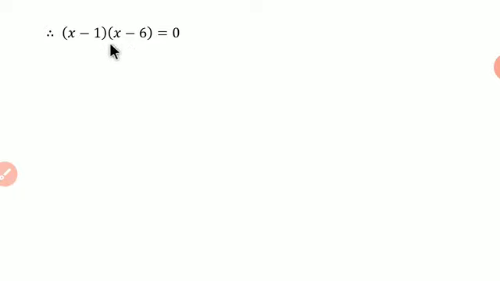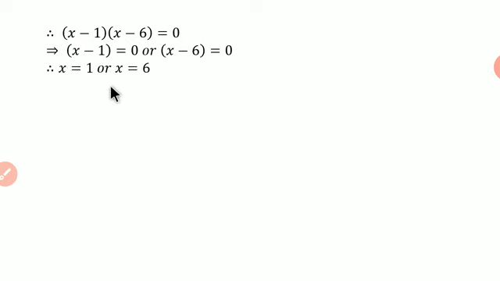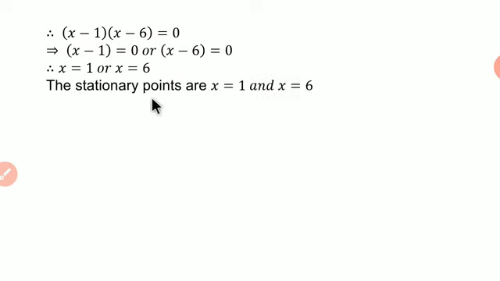Since the product of both the terms is 0, one of the terms is 0, and therefore this implies x minus 1 is equal to 0 or x minus 6 is equal to 0. Therefore x is equal to 1 or x is equal to 6. Now we get here two values for x. Now we find for these two values the nature of the function, that means whether the function is maximum or minimum. And so the stationary points are here x is equal to 1 and x is equal to 6.